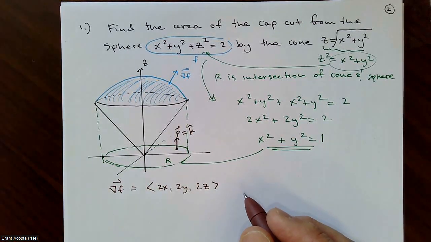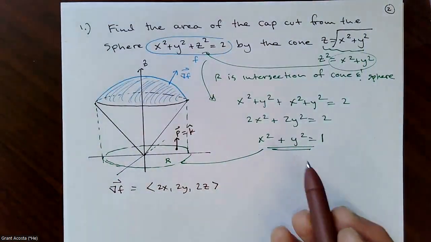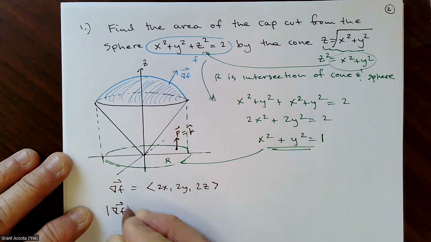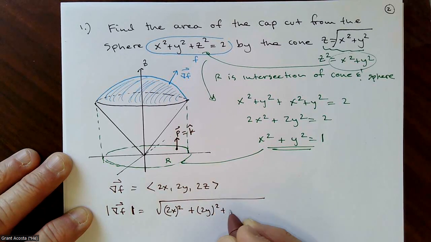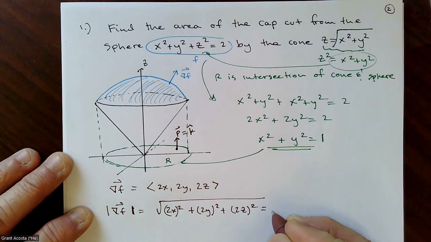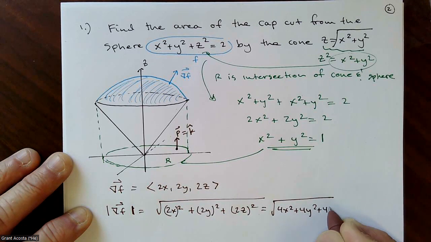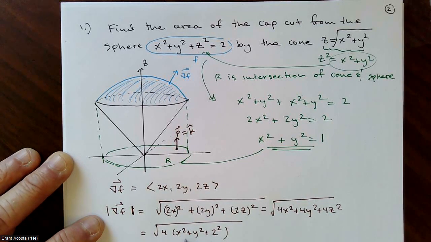Part of the formula we saw, I'll put it up here, involves the gradient dotted with p. We also need to find the magnitude of this gradient, so why don't we do that next? The magnitude of the gradient is the square root of 2x squared plus 2y squared plus 2z squared, which is the square root of 4x squared plus 4y squared plus 4z squared, which if I take out the 4, gives me that. Now remember, we're on the surface.